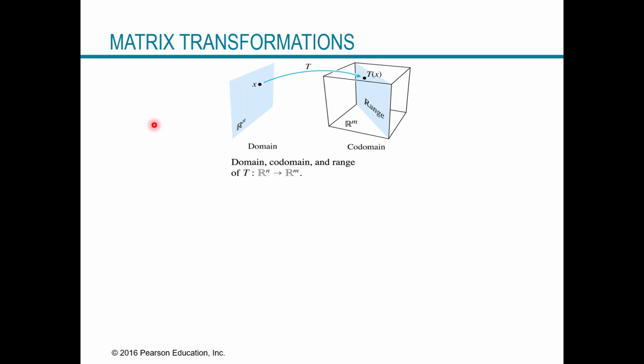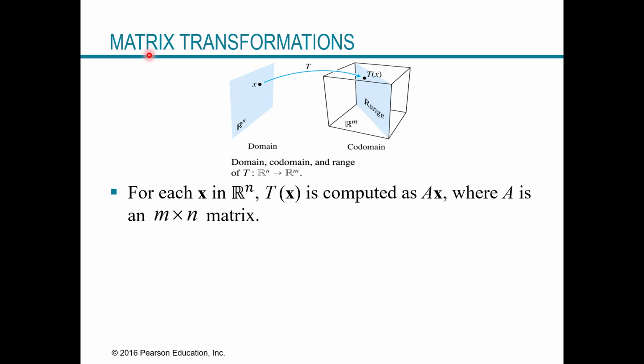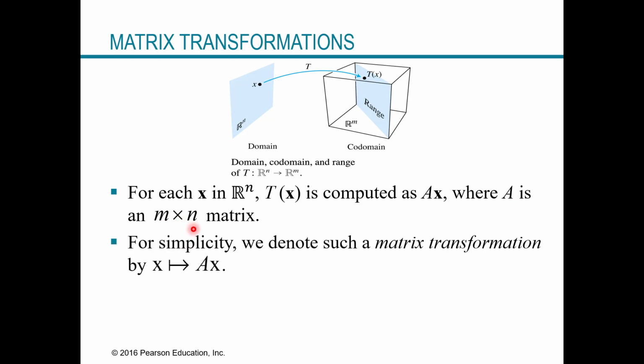And so what we're going to do now is relate what we're learning about transformations to what's called a matrix transformation. All right, so for each x in Rn, T of x is actually going to be computed by saying that this matrix A times x. So A is some matrix. We're going to say it's size m by n. And so for simplicity, the way that we denote the transformation is x maps to its result, or its image, by multiplying it by A. So just a quick notation note for you.